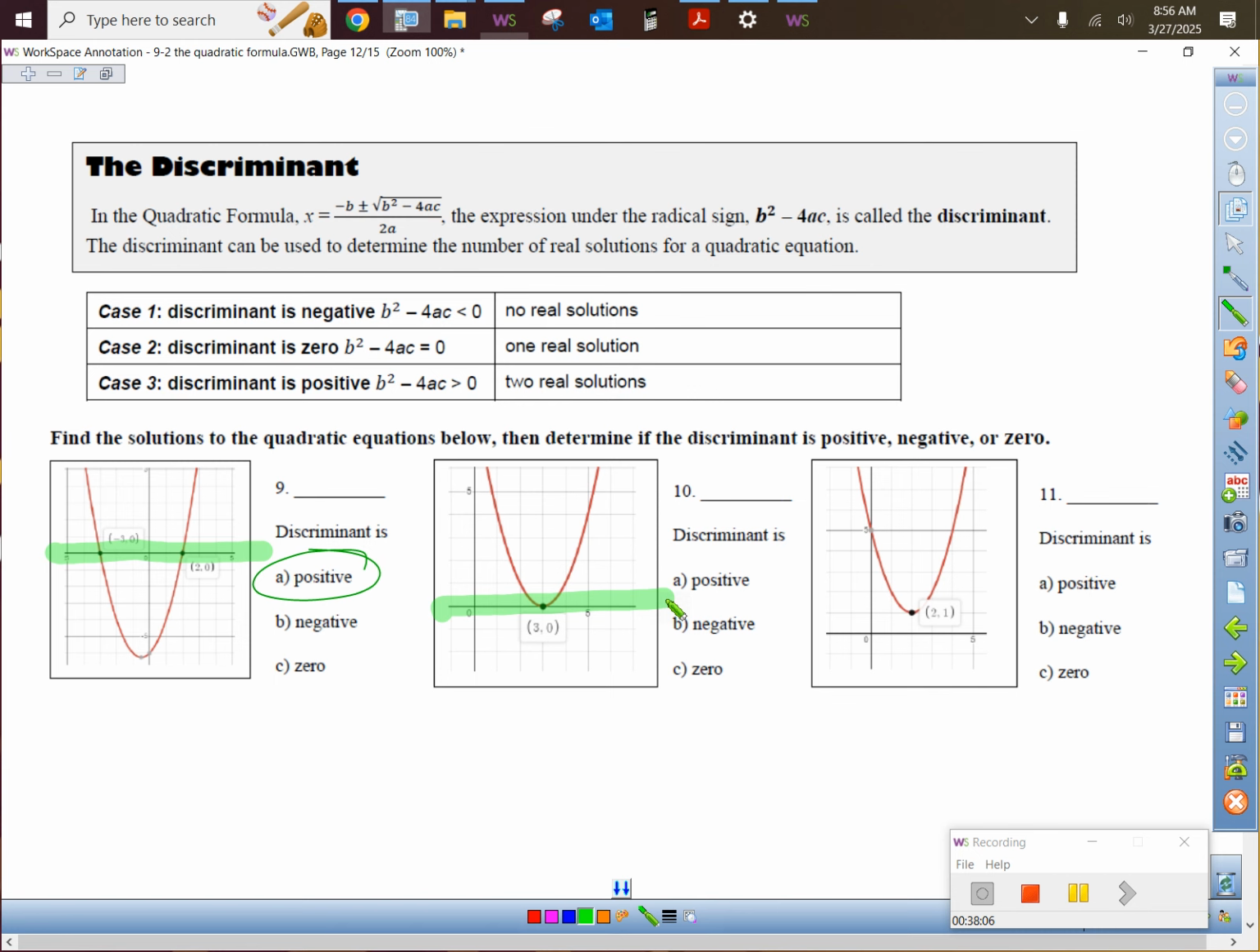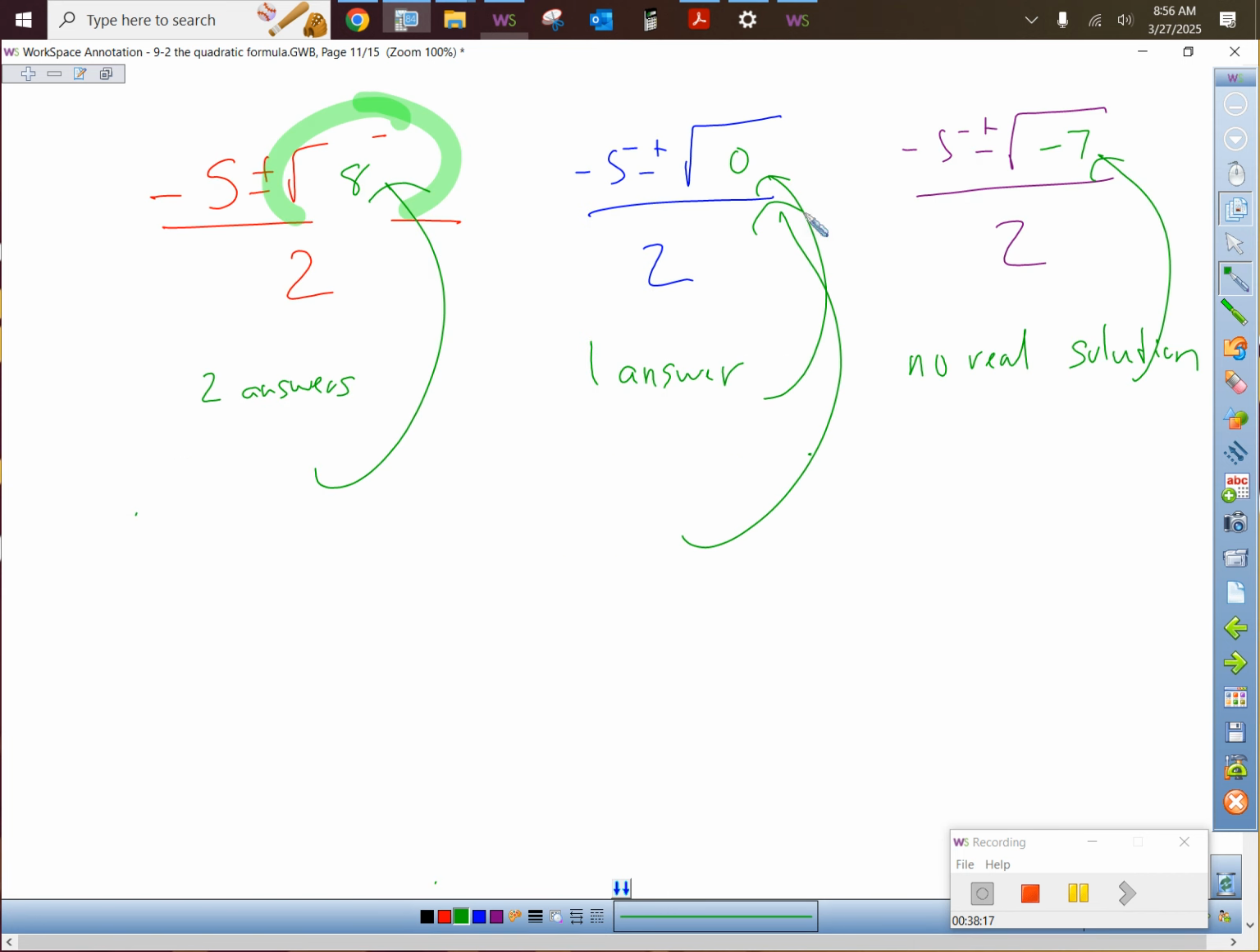Once, twice, or never? Once. That means that the discriminant is 0 because you only get 1 answer back. If you take the square root of 0, the plus or minus becomes null and void. There is no plus 0 and minus 0. It's the same thing. 5 plus 0 is 5. 5 minus 0 is 5. You get the same answer back both times.